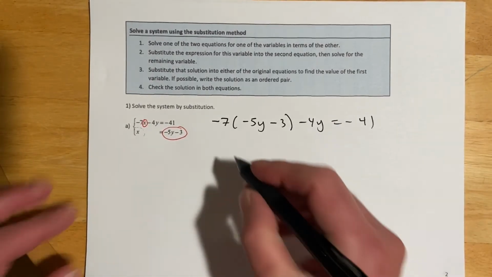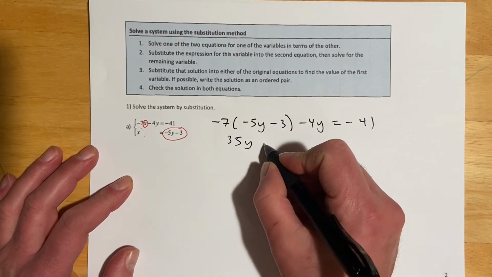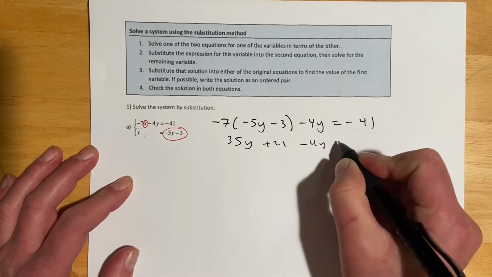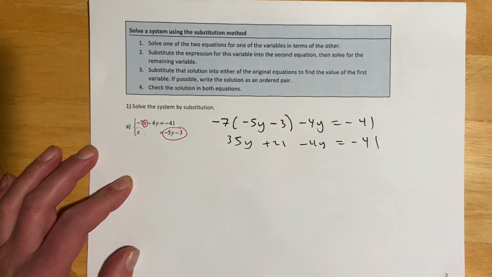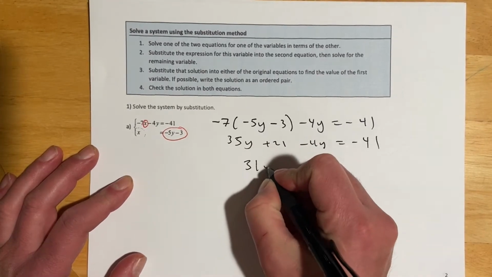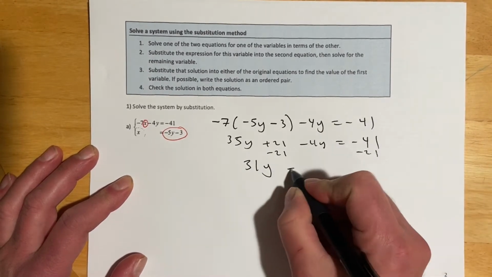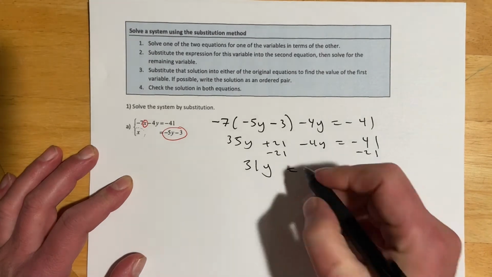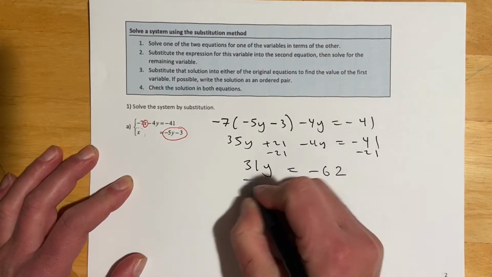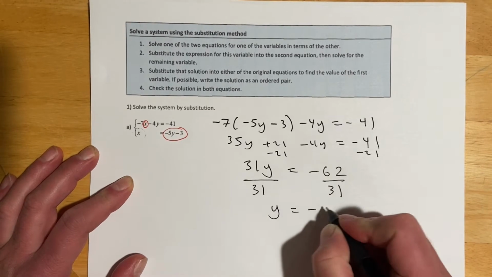And now we just solve for y. So 35y plus 21 minus 4y equals negative 41. 35 minus 4 would be 31y. Let's subtract the 21 over. And that gets us negative 62. Cool, so then we divide this. And it looks like y equals negative 2.